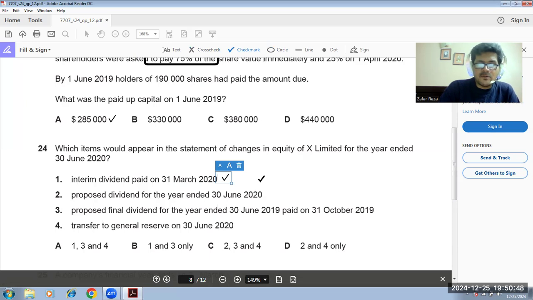Proposed dividends should not be added for the coming year, for the upcoming year, for the end of the year. We don't include proposed dividend. Proposed final dividend for the year ended 30th June 2019 and paid on 31st October. Yes, this is going to be included. If proposed is paid, we include. If it is not paid, only proposed, we don't include. General reserve transfer, yes. So it means A option should be the answer. 1, 3, and 4 statements are correct.